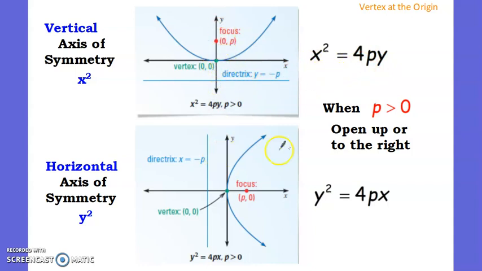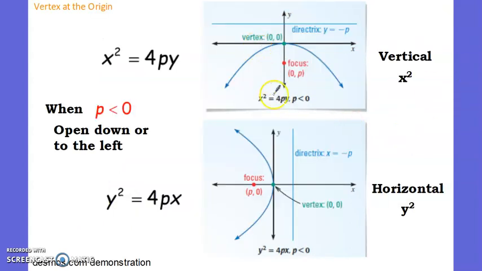We're going to travel upwards or to the right if p is positive. We're going to travel downwards or to the left if p is negative. So again, that's really all that changes as far as traveling down and left. We're just going to change that to a negative p-value. Note in your equation, it's x squared equals 4py. Same thing, y squared equals 4px. So just kind of keep that in mind.